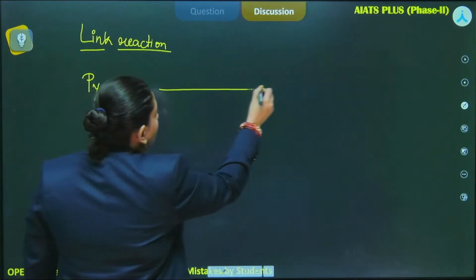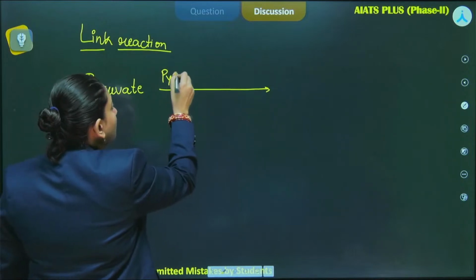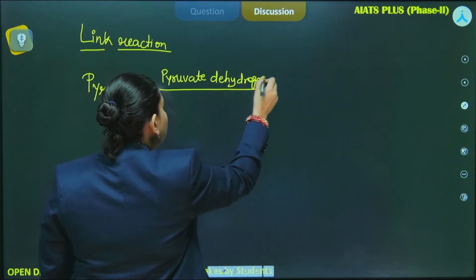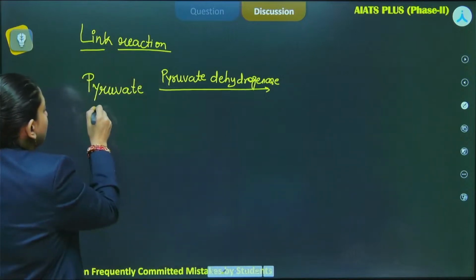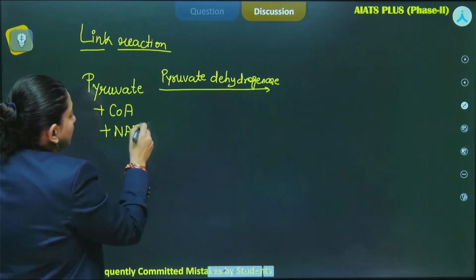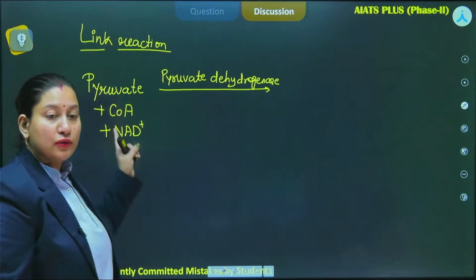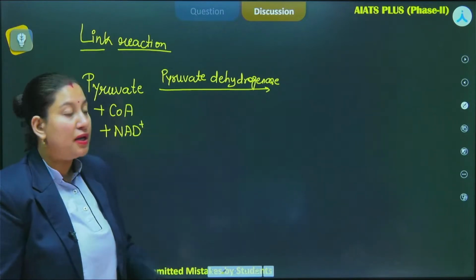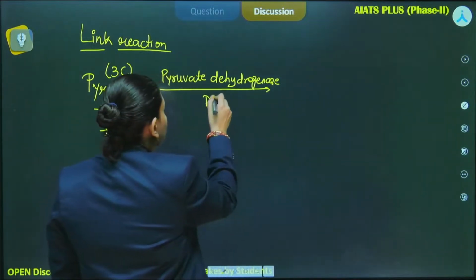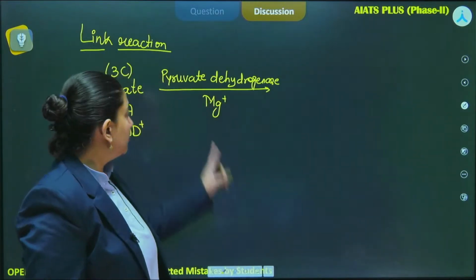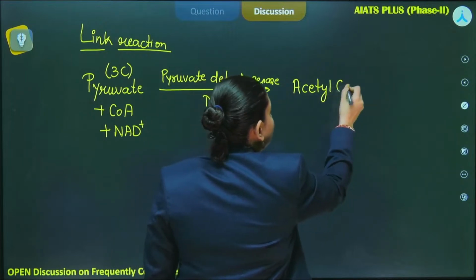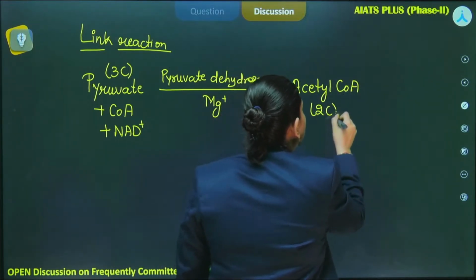Now an enzyme known as pyruvate dehydrogenase is utilized to catalyze this particular reaction. So pyruvate is going to employ coenzyme A and the oxidized coenzyme NAD+ as well. So these coenzymes are going to be utilized by this enzyme in order to convert this 3-carbon molecule, and a metal ion is also used by this enzyme, to convert it into acetyl-CoA, which is a 2-carbon compound, right?